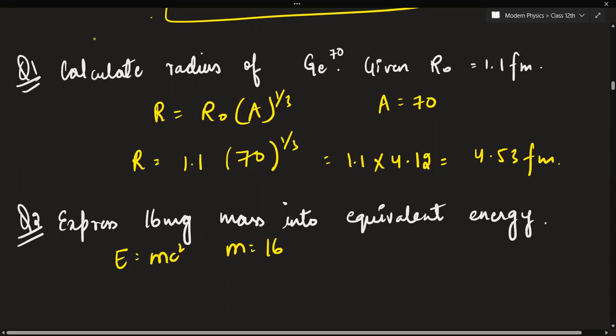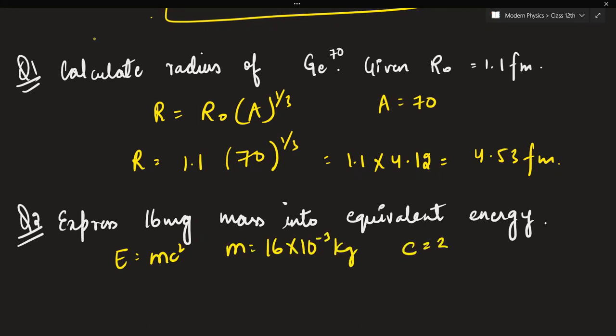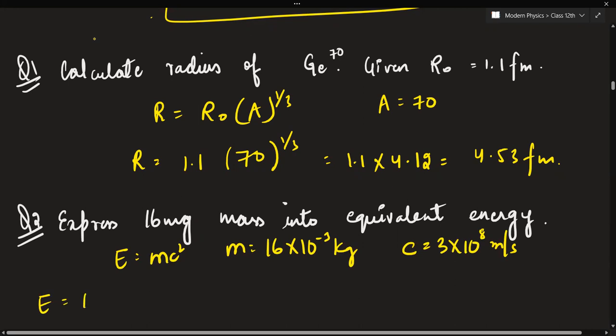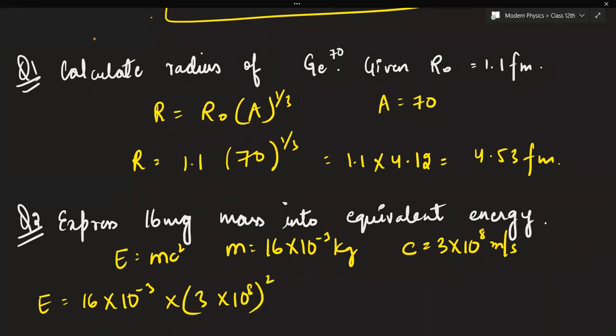Mass is given as 16 milligram, that is 16 into 10 to the power minus 6 kg. C is speed of light, 3 into 10 to the power 8 meter per second. So energy is 16 into 10 to the power minus 6 into 3 into 10 to the power 8 whole square. When you solve this, you will get your answer in joules. If you want, you can divide it by 1.6 into 10 to the power minus 19, and you will obtain the answer in electron volts. Fine, note down these 2 questions.